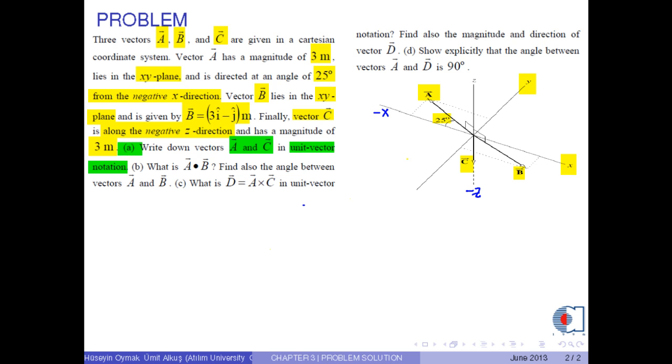A. Write down vectors A and C in unit vector notation. B. What is A dot B? Find also the angle between vectors A and B. C. What is D equals A cross C in unit vector notation? Find also the magnitude and direction of vector D. D. Show explicitly that the angle between vectors A and D is 90 degrees.